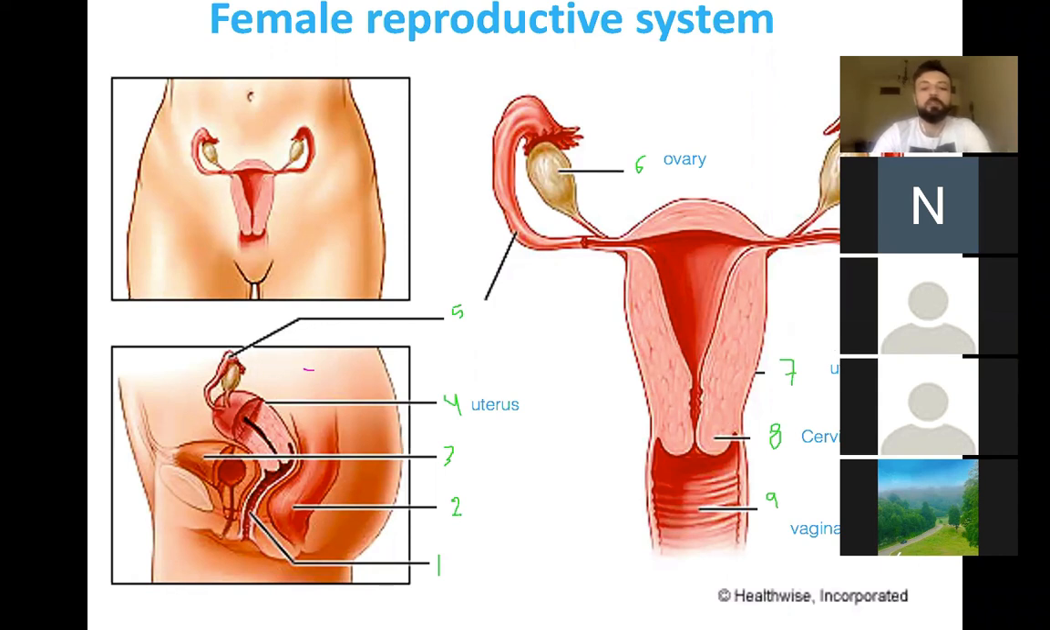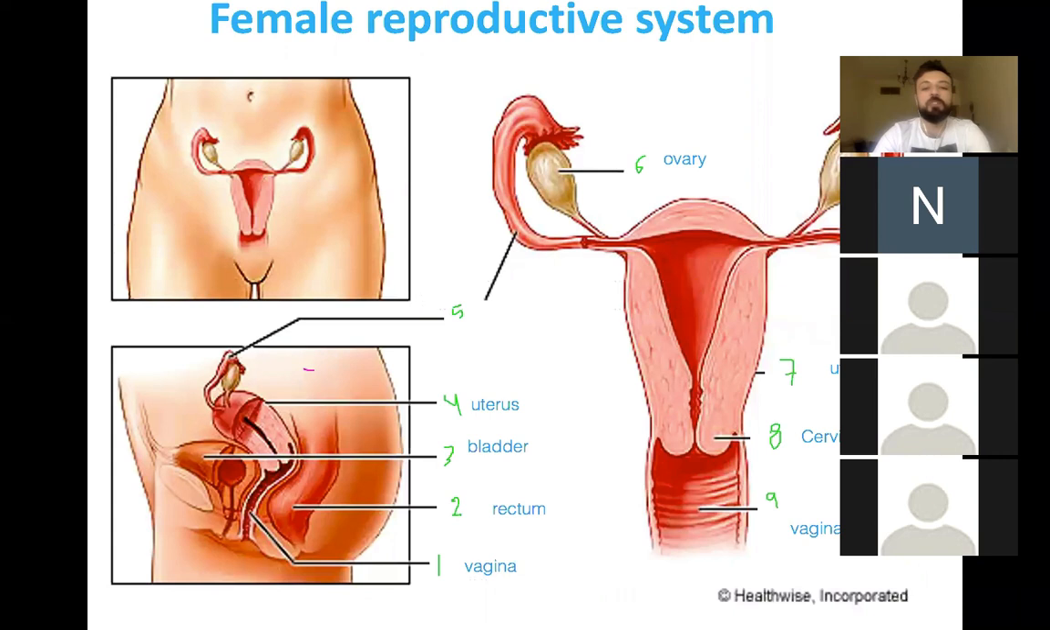What about number 3? Number 1 is bladder. Bladder, yeah. Well, 1 is the vagina, isn't it? Vagina, very good. Number 2 is the rectum. Number 3 is bladder. You've been holding on to the bladder for an hour.